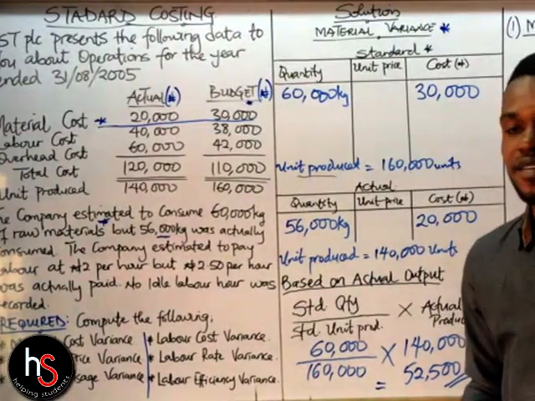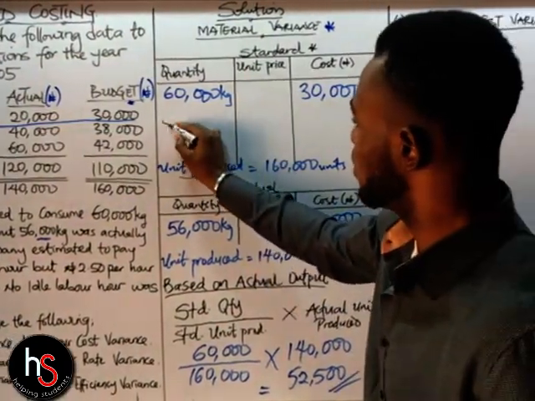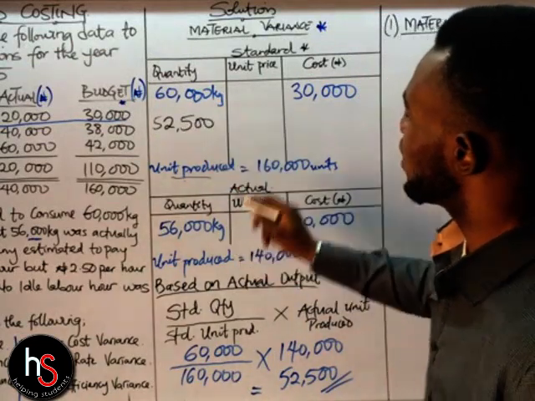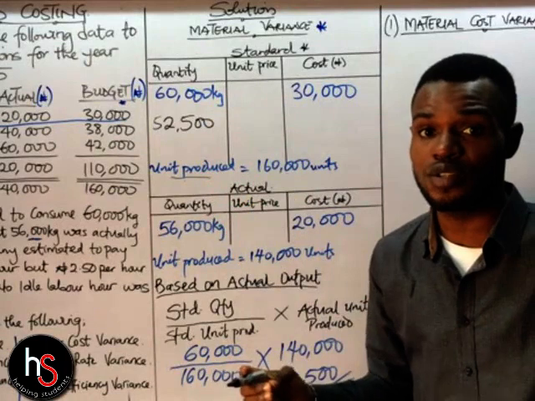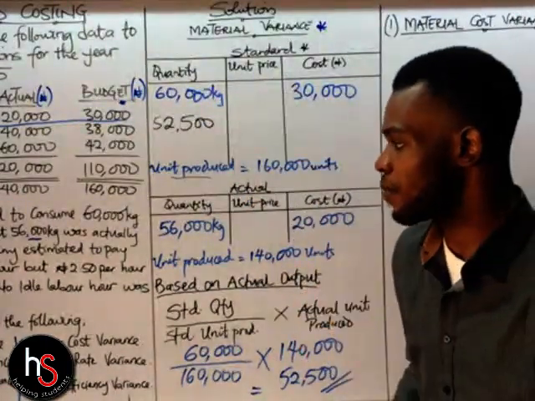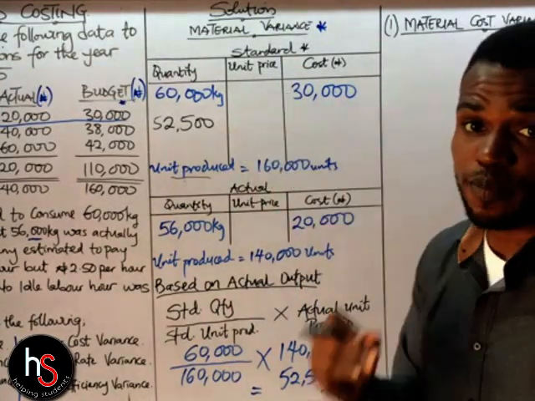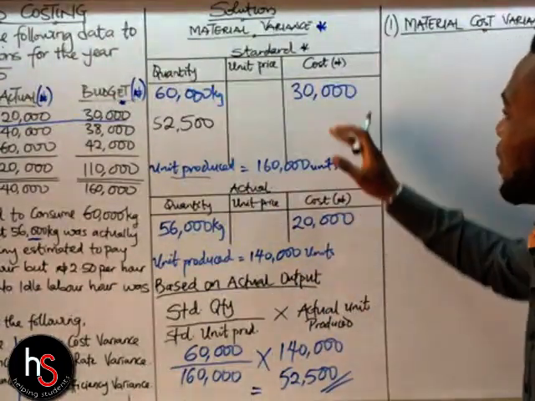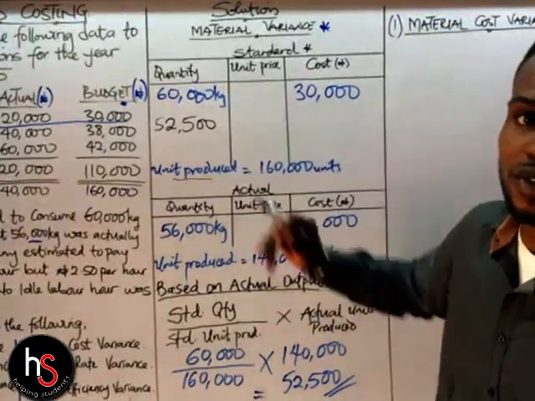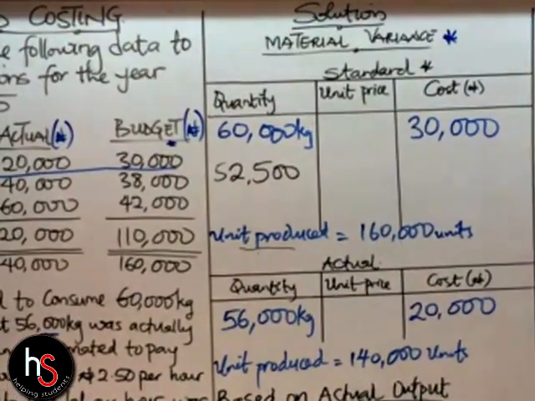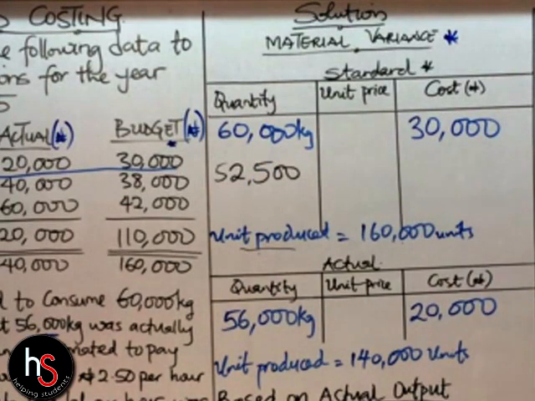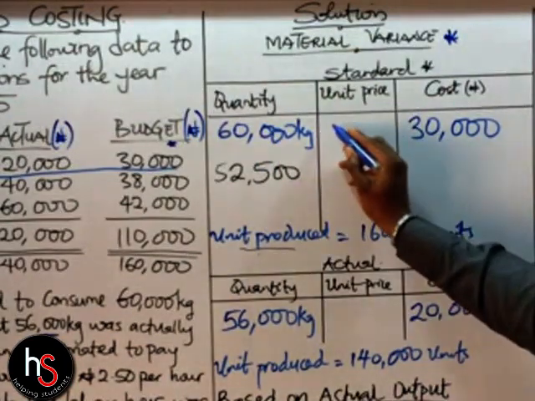So what we are going to apply is this. We'll bring this value, 52,500, to this place as our new standard quantity. Then remember our unit price. I made a mistake, please. We didn't determine our unit price before I proceeded. To determine our unit price, we say 30,000 divided by 60,000. So once you do that, we get 0.5 here.